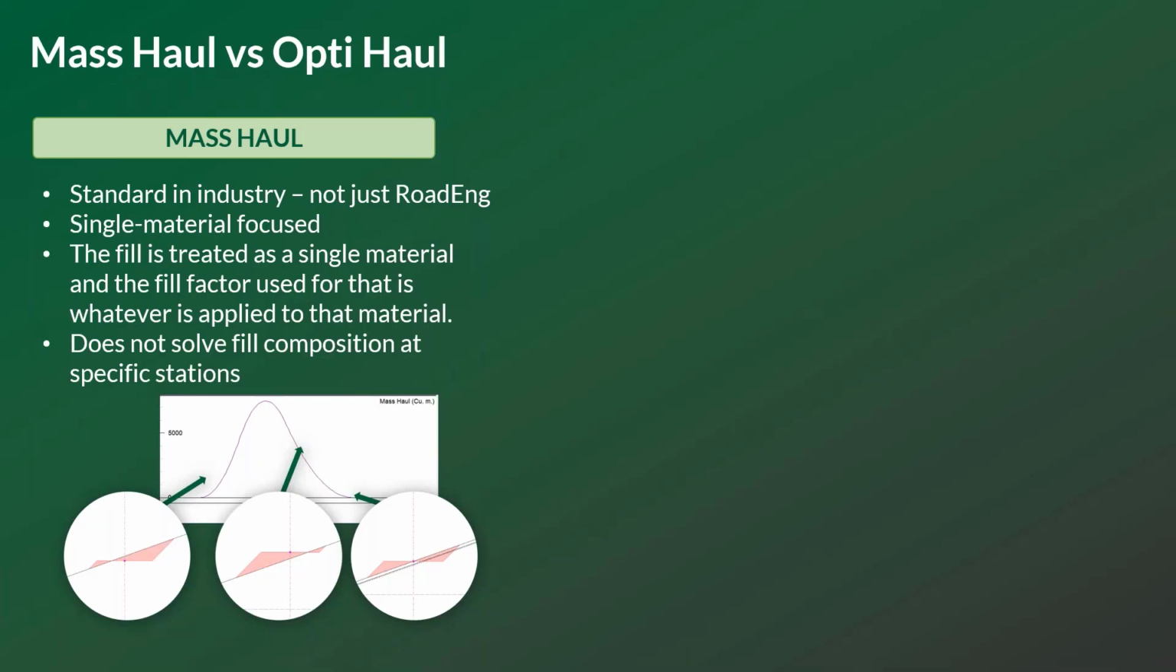And so this is our kind of segue into why you should be doing something differently in your projects. The mass haul is single material focused. In the mass haul, fill is treated as a single material, and the fill factor that is used is whatever is applied to that material. And it really has one glaring limitation, which is that it doesn't solve for fill composition at different stations. So if you've got multi-materials inside your project, it's not looking at how to handle those multi-materials in situations where you might be using multiple fill types at the same station.